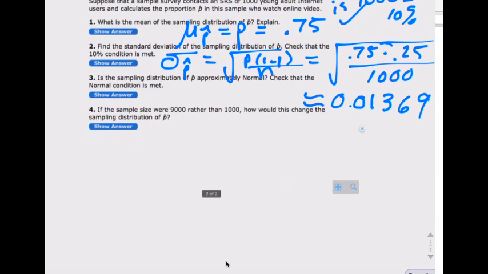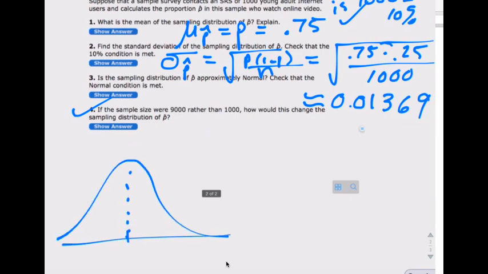And then the last question says, okay, if the sample size were 9,000 rather than 1,000, how does this change the sampling distribution of p hat? Okay, so it used to be approximately normal. It has a mean of 0.75. It's got a standard deviation of 0.0137. Okay.